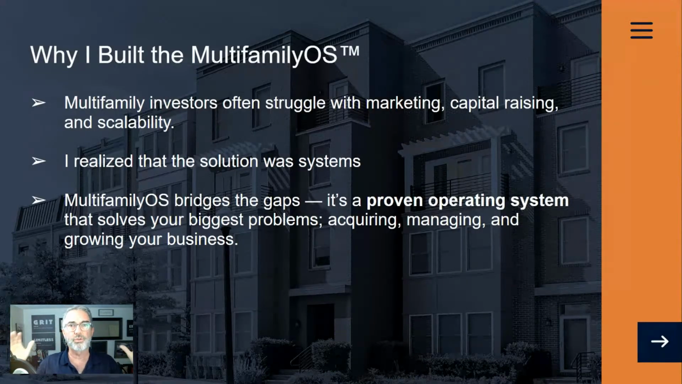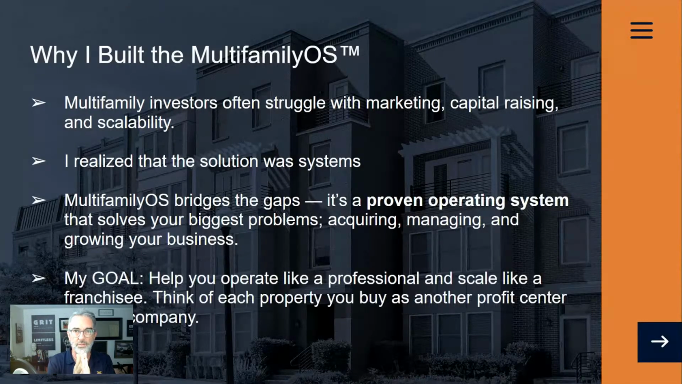The most successful people are the ones that own thousands of apartment units. I have many students of mine that own 1,000 apartments or more. They followed the system, they figured it out, and they did it. And that's what this OS is. I've quantified it, I've qualified it, and that's what we have now. So my goal is to help you operate like a professional and scale like a franchisee. I'll explain that in just a moment.